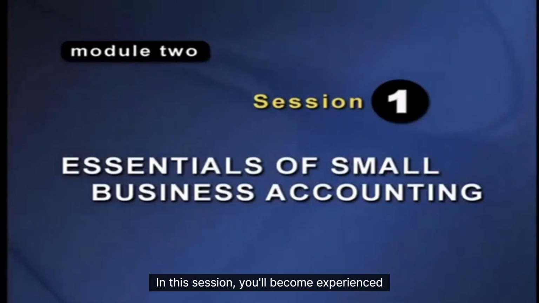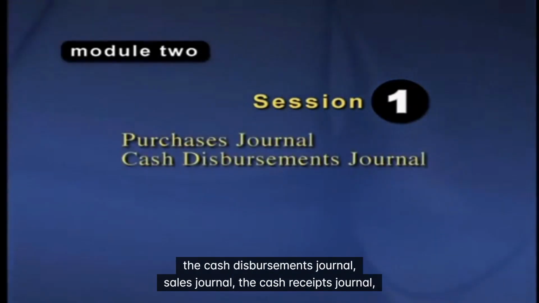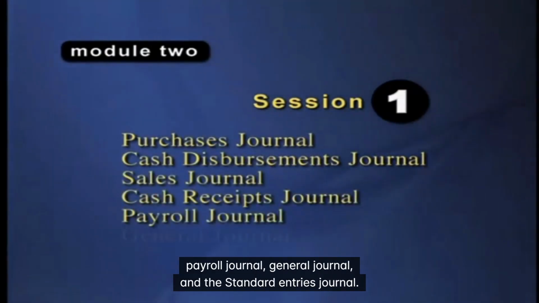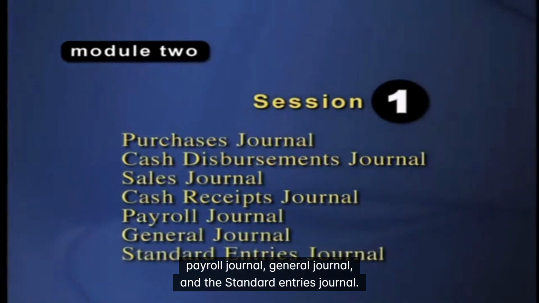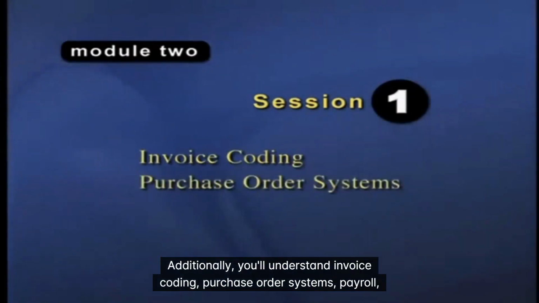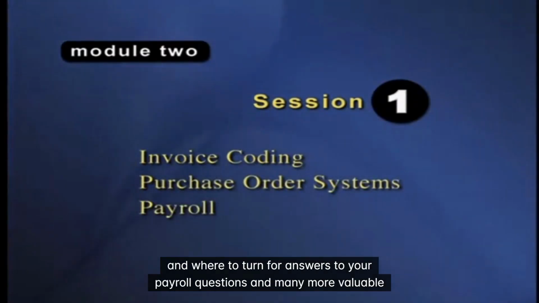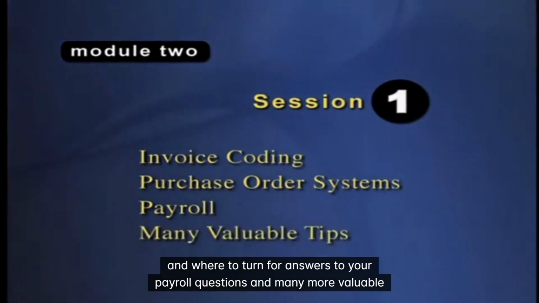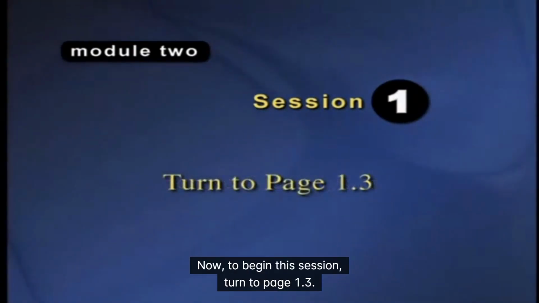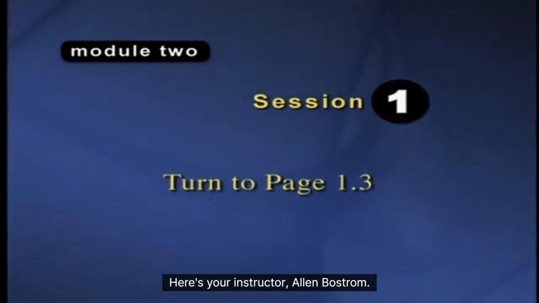In this session, you'll become experienced in the common types of journals, including the Purchases Journal, the Cash Disbursements Journal, Sales Journal, the Cash Receipts Journal, Payroll Journal, General Journal, and the Standard Entries Journal. Additionally, you'll understand invoice coding, purchase order systems, payroll, and where to turn for answers to your payroll questions, and many more valuable tips to use when working with small businesses. Now, to begin this session, turn to page 1.3. Here's your instructor, Alan Bostrom.